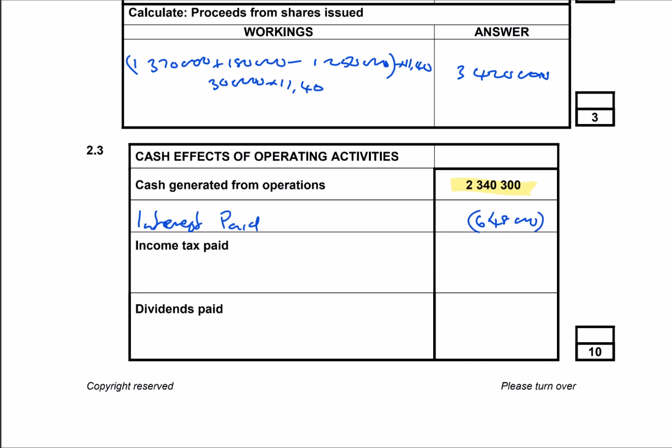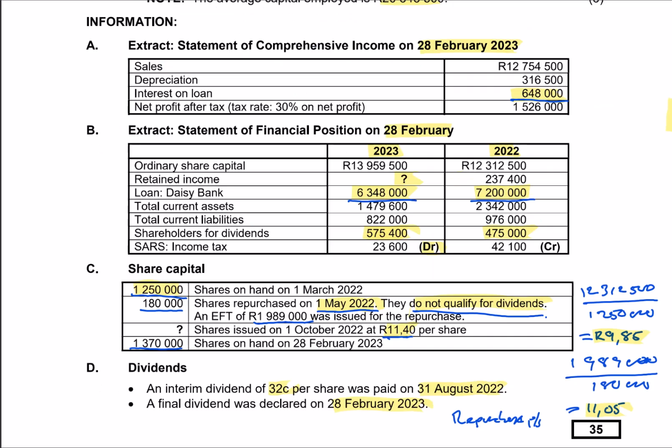That's an outflow. Then income tax paid. We're told here we have 30% of net profit. That's our tax rate, and we're given the opening balance of SARS income tax, which is credit, 42,100, and a debit closing balance, which is 26,300. If it's a debit, that's an asset. If it's a credit, that's a liability. That means when it's debit, we've paid more tax than normal.